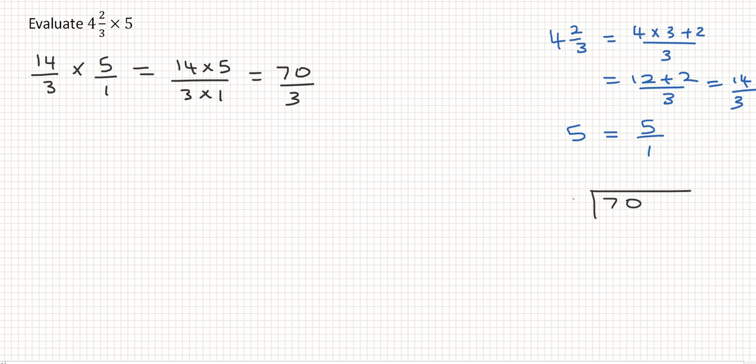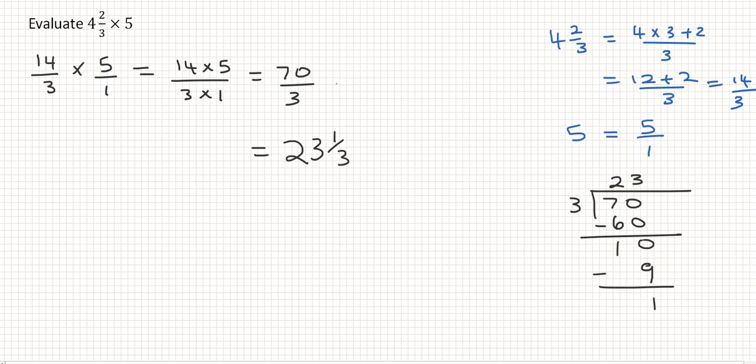And now we can convert that to a mixed number. So 70 divided by 3. How many groups of 3 in 7? We have 2. 2 times 3, we have 6. Put a 0 down here. We subtract, we're left with 10. 10 divided by 3, we have 3. 3 multiplied by 3, we have 9. We subtract, and we're left with 1 as our remainder. So this is going to give us 23 and 1/3. Either one of these is an acceptable answer.